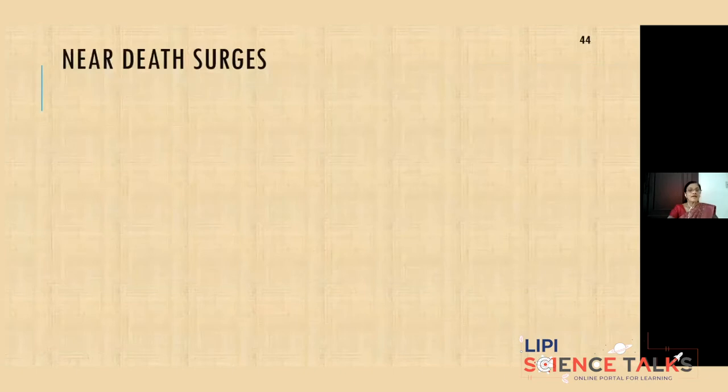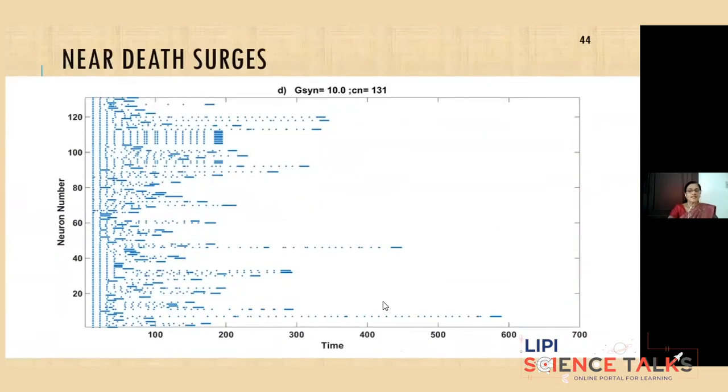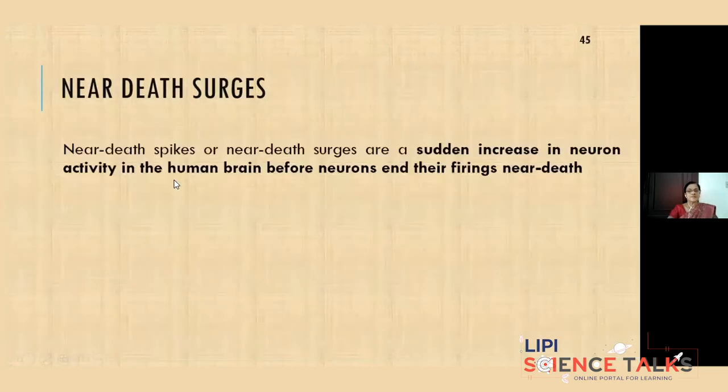And when we expand this figure, we can see that before they stop firing, there is a continuous surge of firings, that is, potentials. Potentials come one after another, the neurons spike continuously just before they die out or stop firing. And you can call that near-death surges. Near-death surges are sudden increases in activity in the human brain before the neurons end their firing. And that is an interesting phenomenon which was not predicted earlier theoretically, even though it was observed in 2009 in EEG.